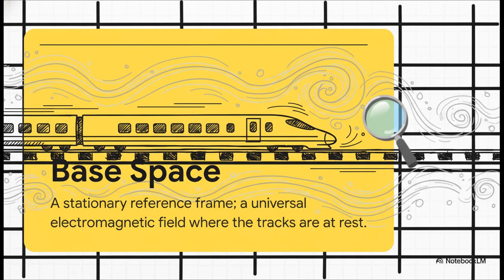Now, this is a huge departure from relativity, right? Because relativity says there is no absolute at-rest frame. But in this model, base space is it. It's the one true stationary background.